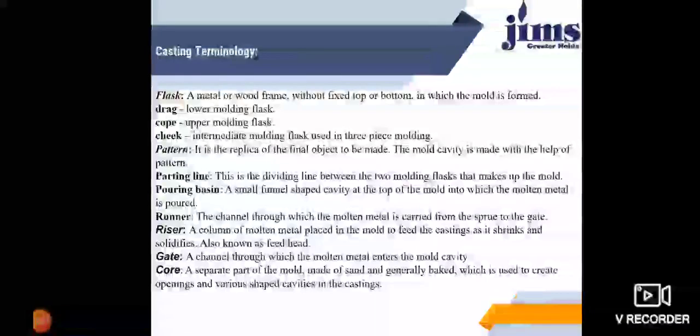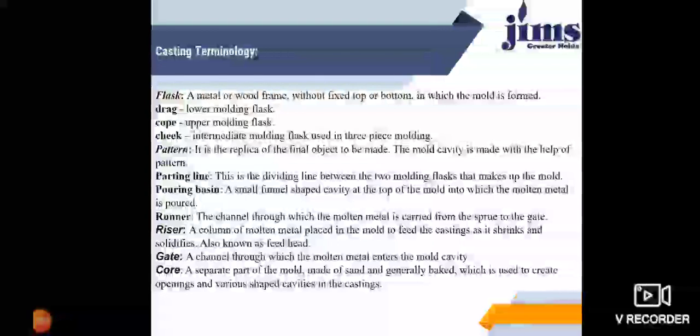Okay. There are some terminologies which are used in casting process. Number 1, flask is a metal or wooden frame without fixed top or bottom in which the mold is formed. Next, drag is the lower molding flask. I told you that drag is the lower molding flask, and the upper molding flask is known as cope. Then we have the cheek, the intermediate molding flask used in 3-piece molding. If we have 3-piece molding, then the intermediate portion is known as cheek.